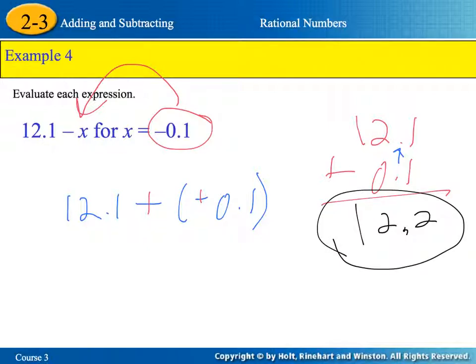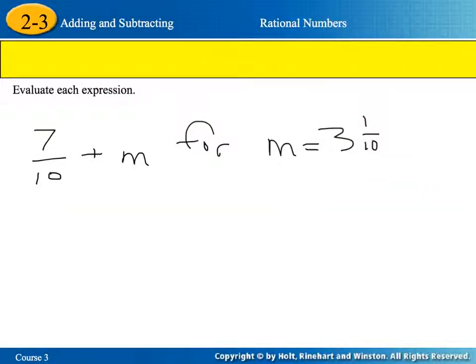Answer this, riddle me this. 12.2 is our answer. Fantastic. This is the last one of the day. Make sure you write this down. You can pause now, give this one a shot. Good luck.